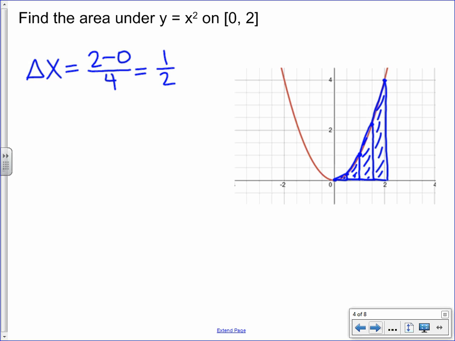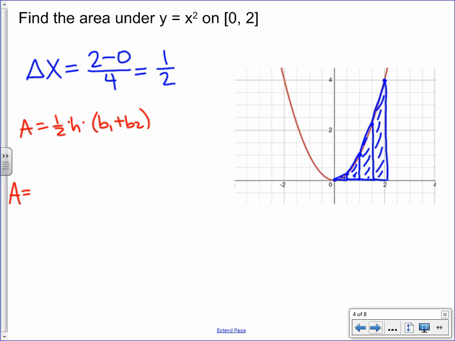Okay? So we have to find the area of 4 trapezoids. So remember, our area is 1/2 times the height times the sum of our bases. Okay? So what I'm going to do is I'm going to show you what it's going to look like for 4 separate areas, and then there is going to be a way to consolidate this for kind of a shortcut.